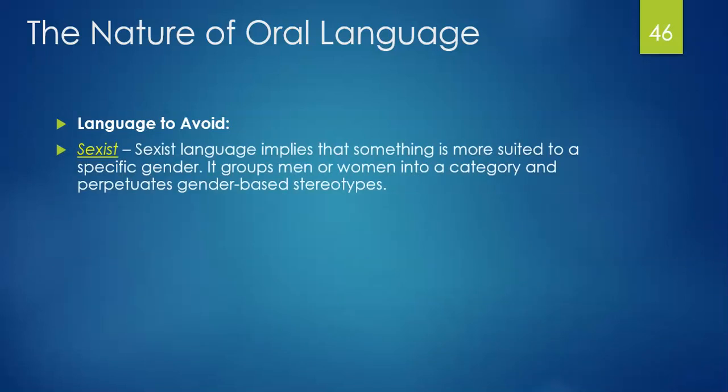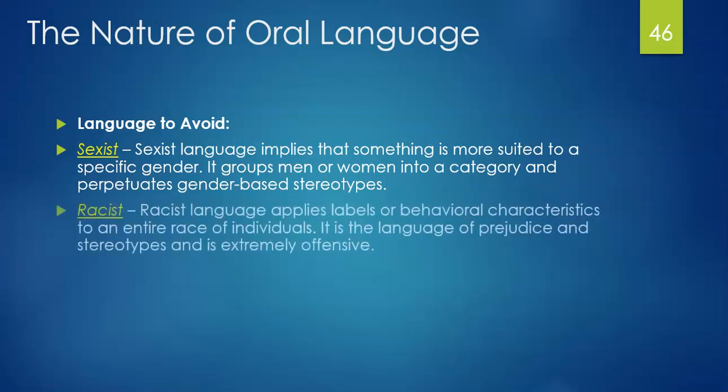Language to avoid. This is going to be a list of different types of language you want to avoid. Lists and things in italics are going to be on your test. So types of language you want to avoid include sexist language, language that implies that something is more suited to a specific gender. It groups men or women into a category and perpetuates gender-based stereotypes.